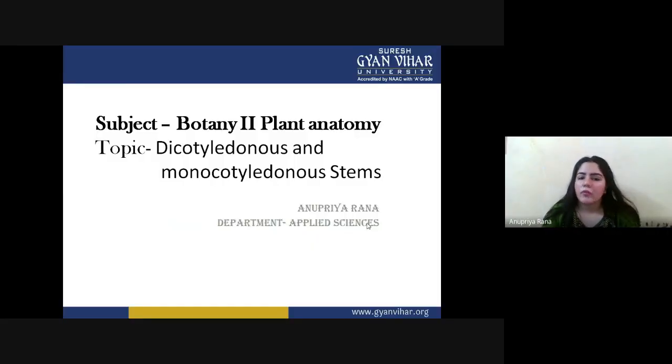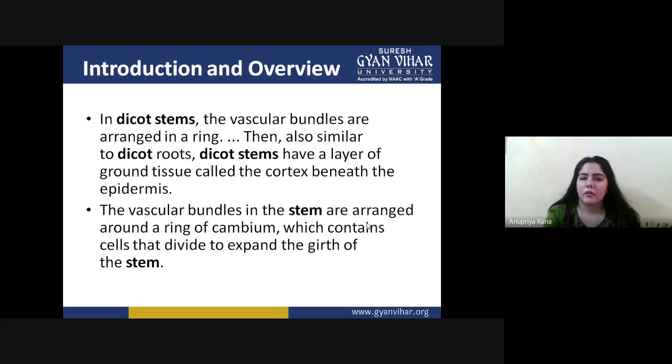Okay, so today we are going to start the dicotyledon and monocotyledon stem. As I already told you a lot of things about these two topics, dicotyledon and monocotyledon. Now we have to see what kind of structural analysis we can see inside the monocot stem and dicot stem. What are the major differences, and what are the similarities between both the stems.